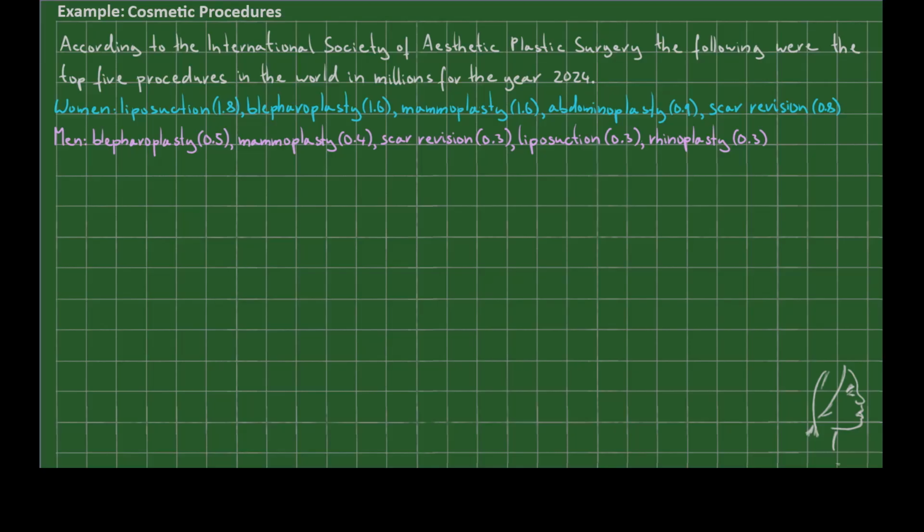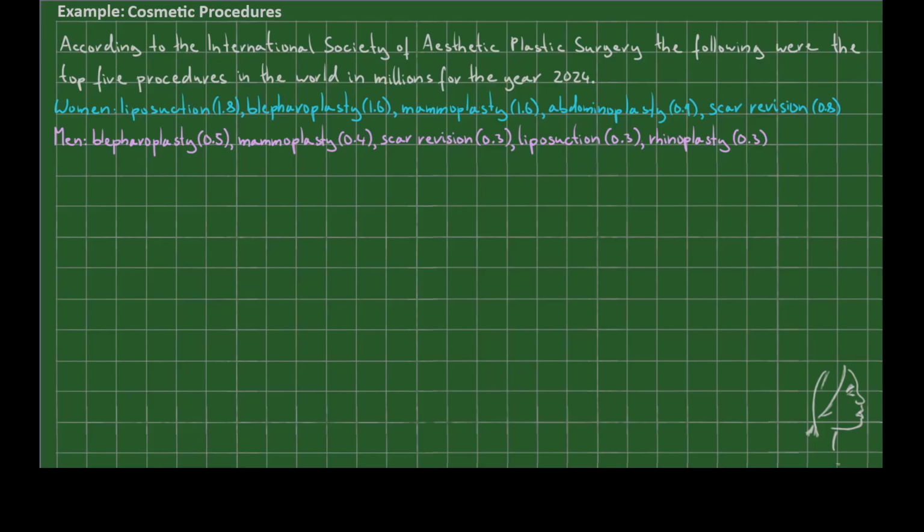million procedures. For men, the top 5 procedures were blepharoplasty, mammoplasty, scar revision, liposuction, and rhinoplasty. If I'm going to present this information visually, one of the first things I need to decide is, am I dealing with continuous numerical data or categorical data? In this case, because we are looking at different categories of different procedures, I'm definitely looking at categorical data, and therefore I will use a bar chart.